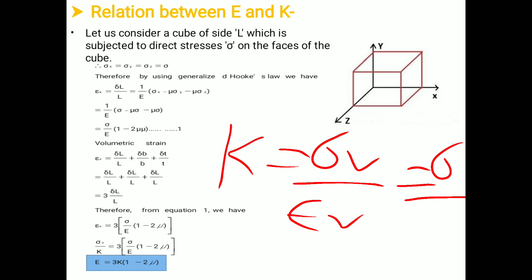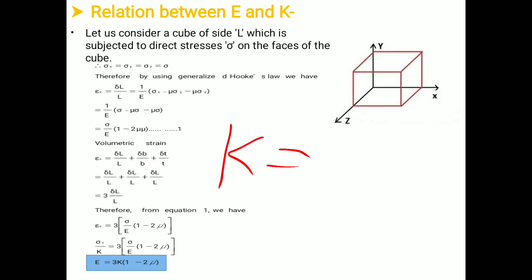After rearranging the equation and solving for the value of E, I have the relation between E and K, and that relation is E equal to thrice k into 1 minus twice mu. This is the final relation between E and K. Remember that this relation we have derived by using the concept of strain along the x direction and the concept of generalized Hooke's law.